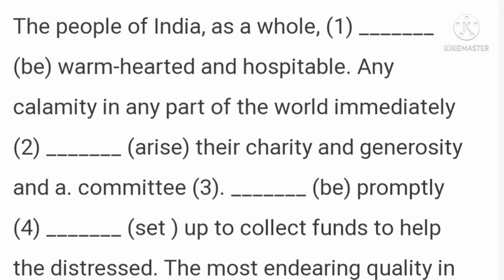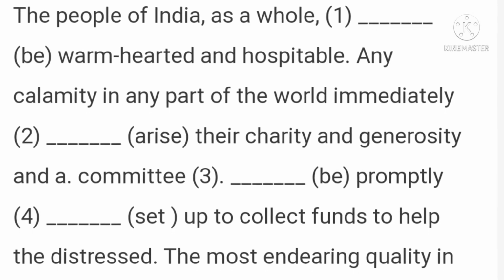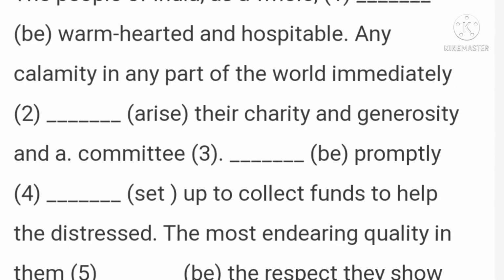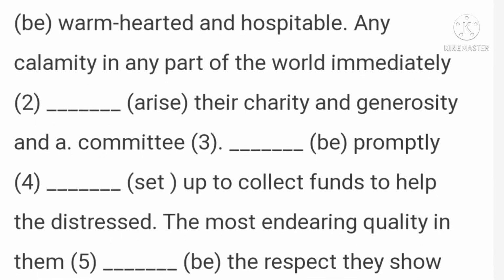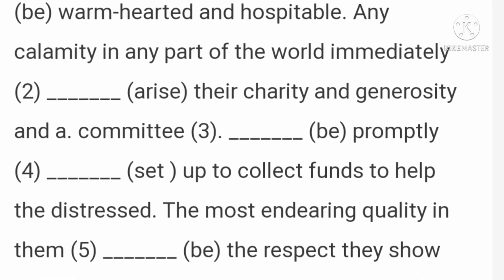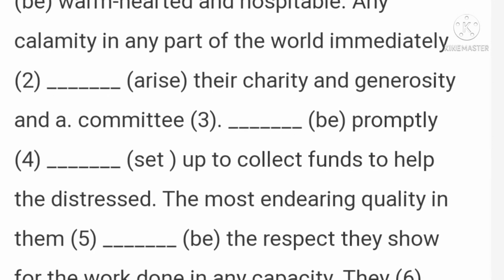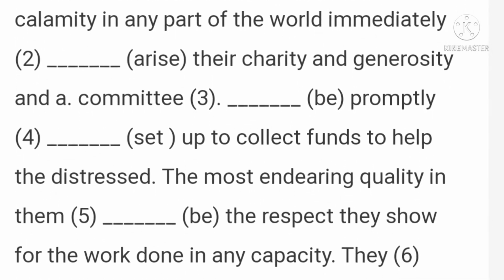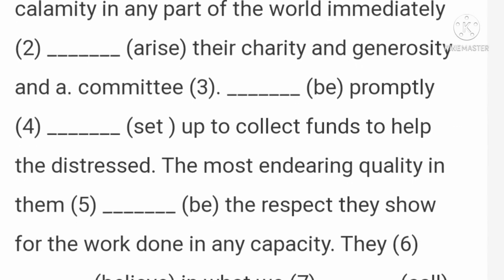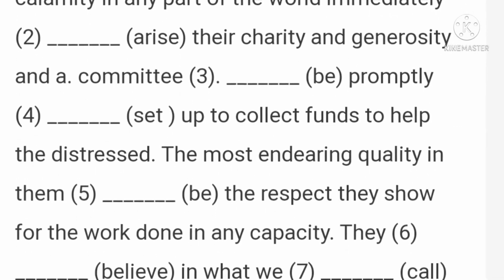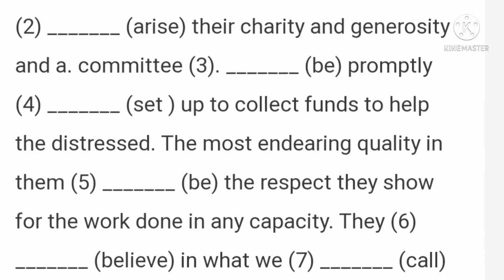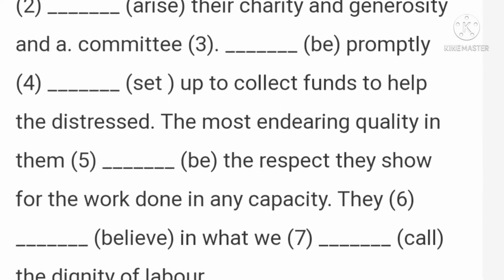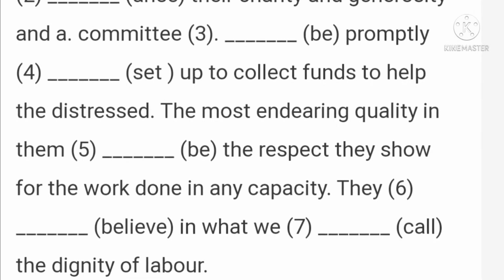The people of India as a whole are warm-hearted and hospitable. Any calamity in any part of the world immediately arouses their charity and generosity, and a committee is promptly set up to collect funds to help the distressed. The most endearing quality in them is the respect they show for the work done in any capacity. They believe in what we call the dignity of labor.